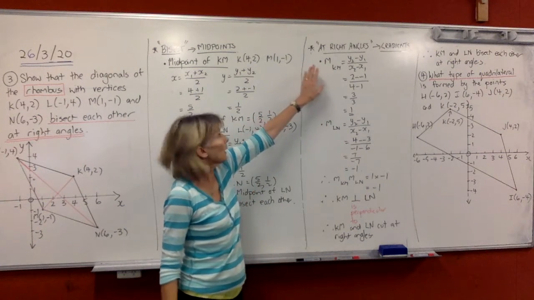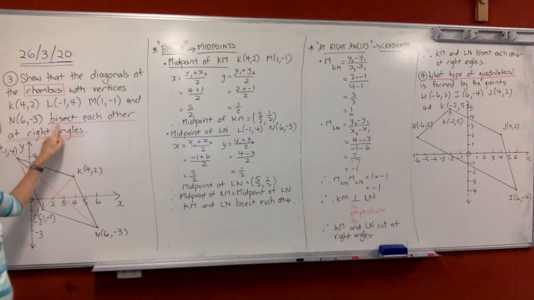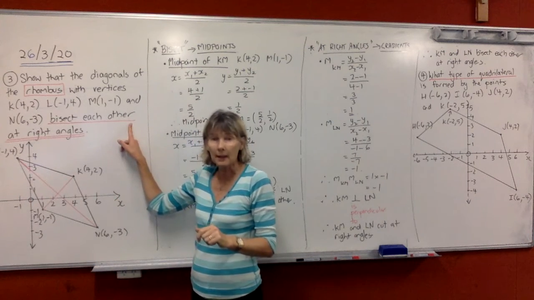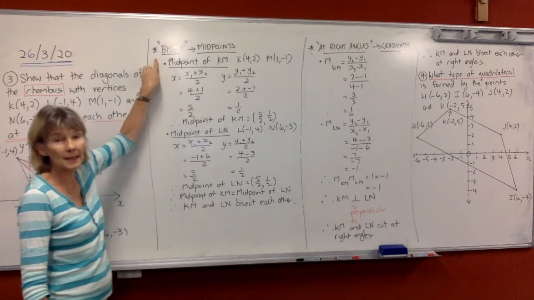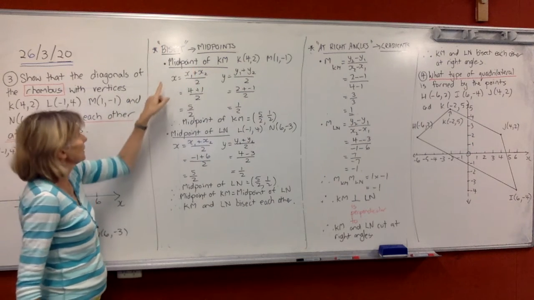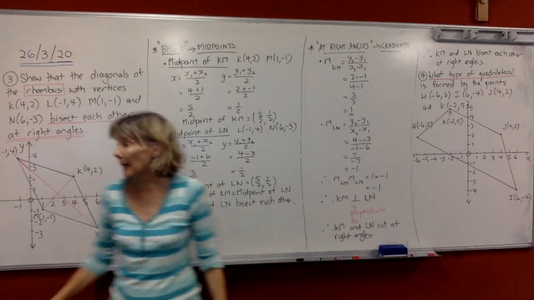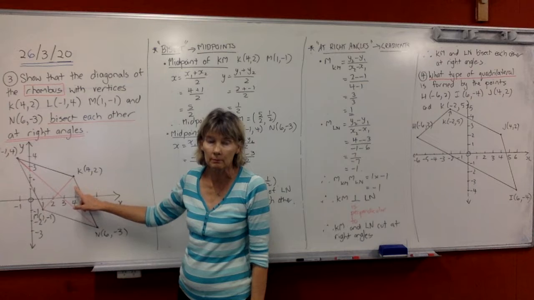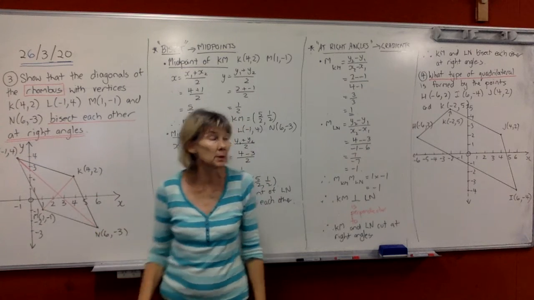Okay, so we are going to look firstly at the midpoints, because there's two things to prove here. We are proving that they're bisecting and we're proving that they're at right angles. So we're going to take them one at a time. For bisecting, we need to find midpoints. So let's see what happens. We're going to look at one of the diagonals, which is KM, and we're going to find the midpoint of that diagonal. And after that, we're going to find the midpoint of the other diagonal and see what happens.